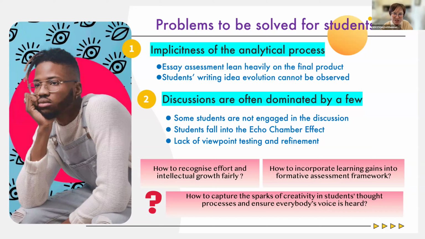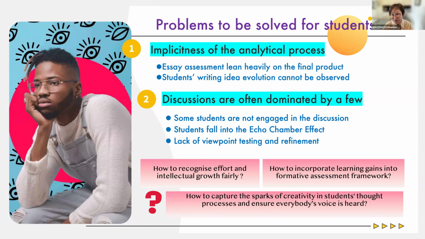But this invisible internal struggle is often mirrored by a visible one in the classroom. Discussions are usually dominated by a few voices. This dynamic not only leads to disengagement, it creates an echo chamber effect where only a narrow range of viewpoints are shared and repeated, while other perspectives might be excluded.